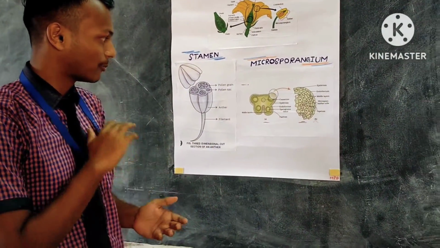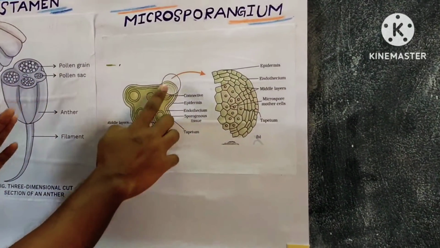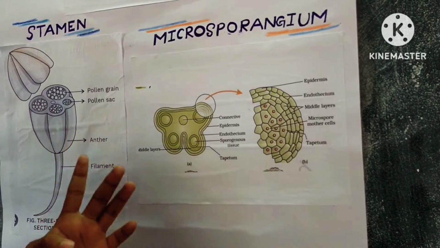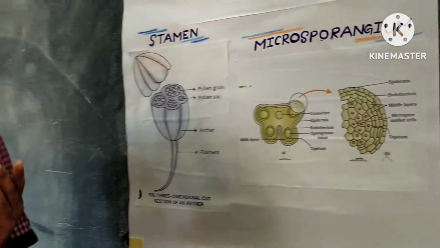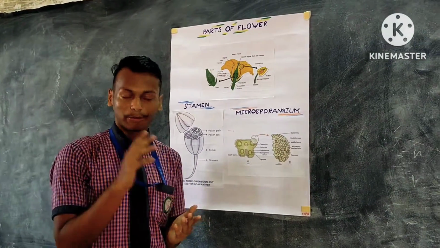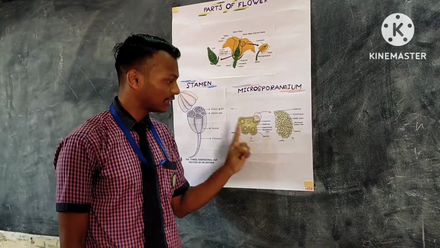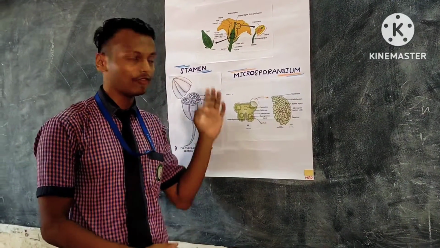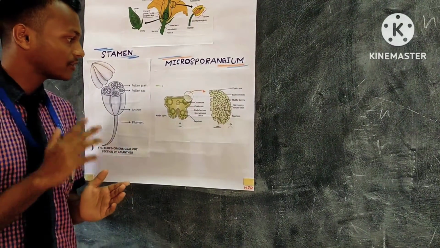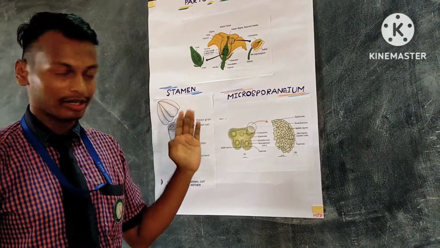When we cut the anther from the upper part, its structure somewhat looks like this. It is the microsporangium. It has 4 layers: epidermis, endothecium, middle layer, and the tapetum. The first 3 layers, that is epidermis, endothecium, and middle layers, perform the function of protection, while the tapetum gives nourishment to the development of pollen grains. And these 3 layers help in the dehiscence of the anther for releasing the pollen grains.